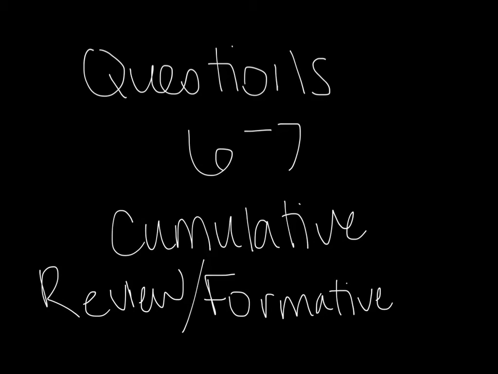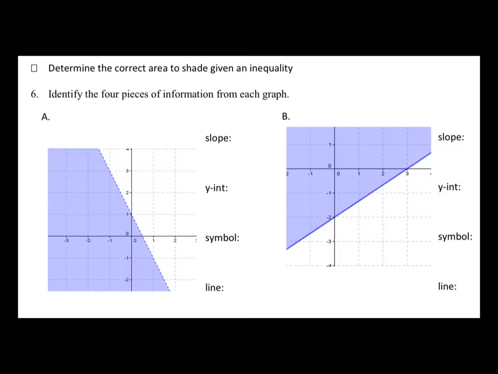Okay, next we're going to talk about questions 6 through 7 on your cumulative review. The objective is to determine the correct area to shade given an inequality. The questions on your review look a little different than what you're used to seeing, so let's go over them. First, they ask you to identify the slope.